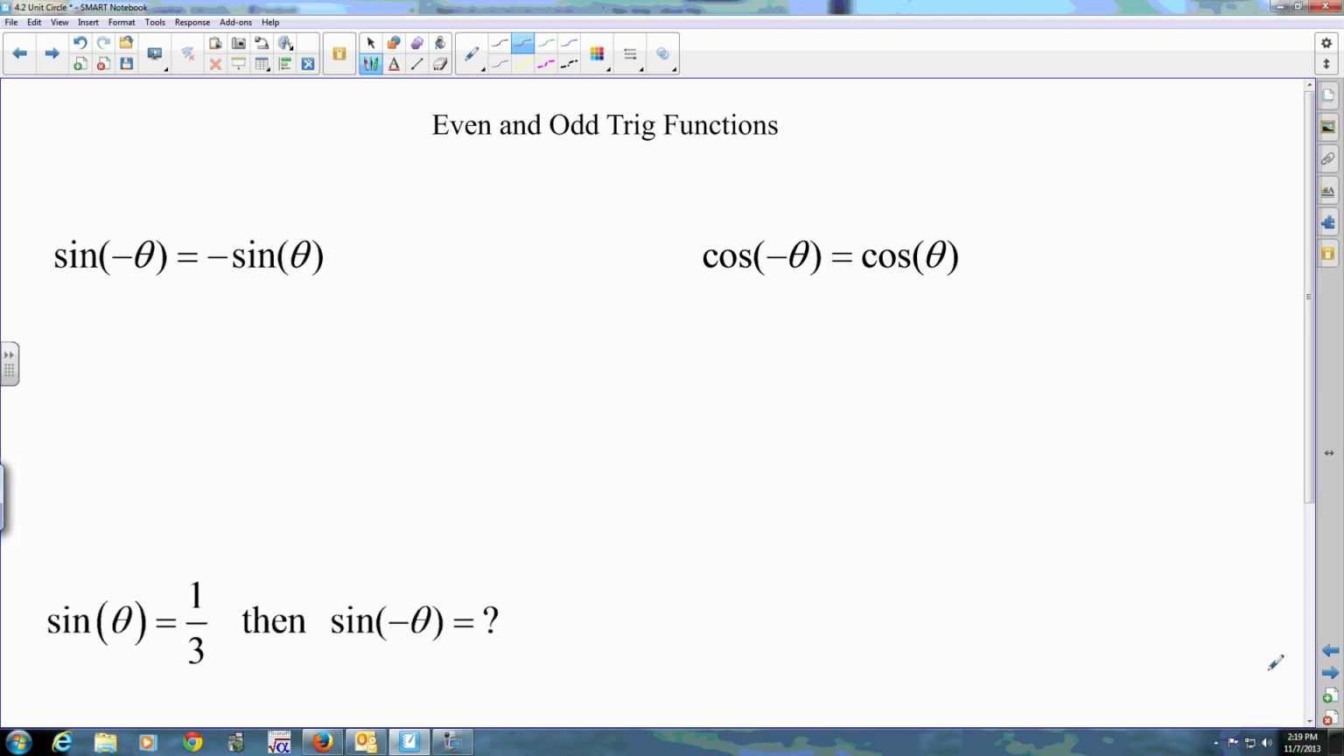Even and odd trig functions. You've done even and odd before. An even function was f of the opposite of x is equal to f of x.